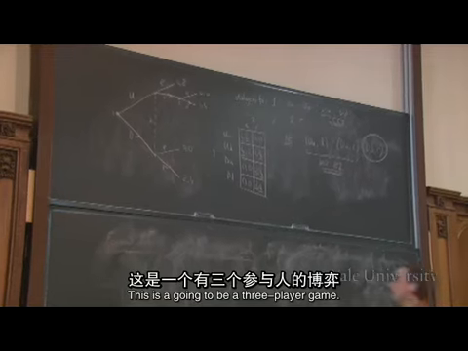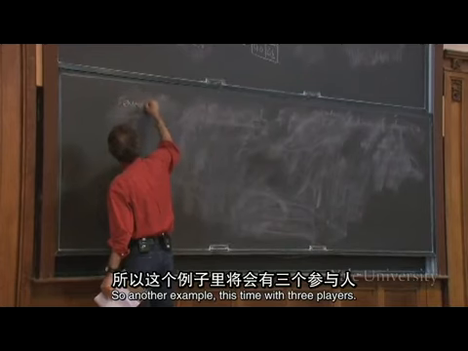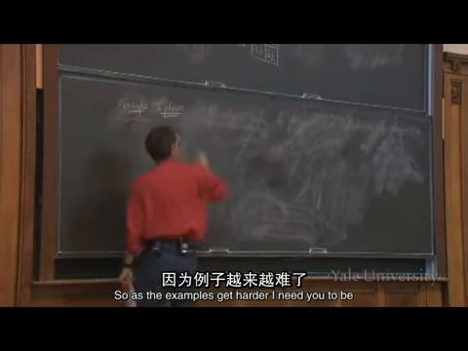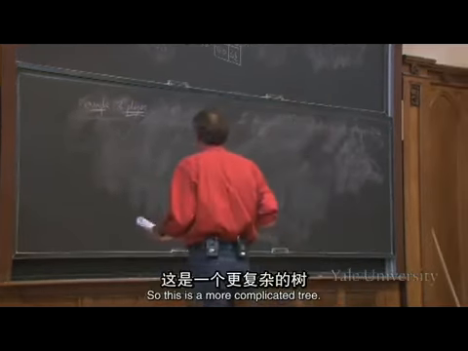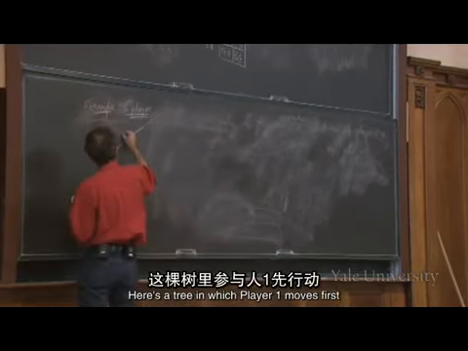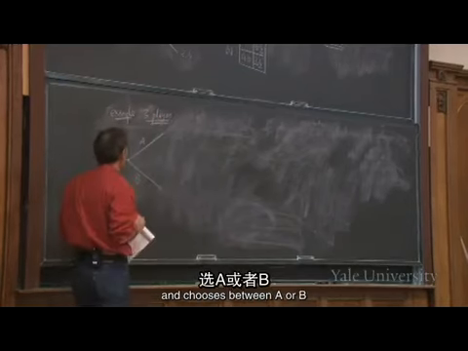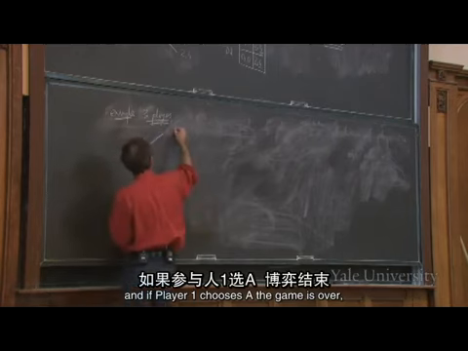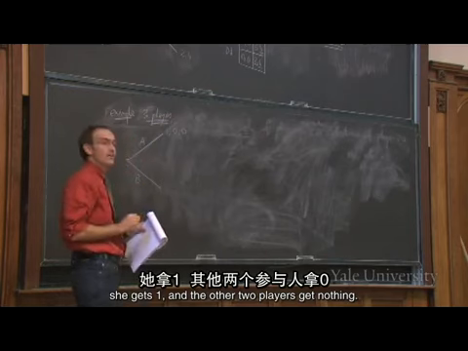This is going to be a three-player game. We'll get more complicated as we go along. So another example, this time with 3 players. As an example to get harder, I need you to be more alert to see if you can follow them. All right, so this is a more complicated tree. Here's a tree in which player 1 moves first and chooses between A or B. And if player 1 chooses A, the game is over. She gets 1, and the other 2 players get nothing.